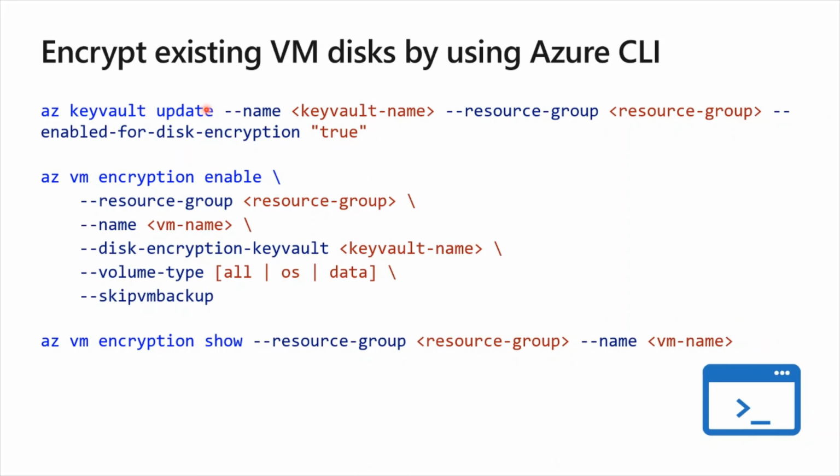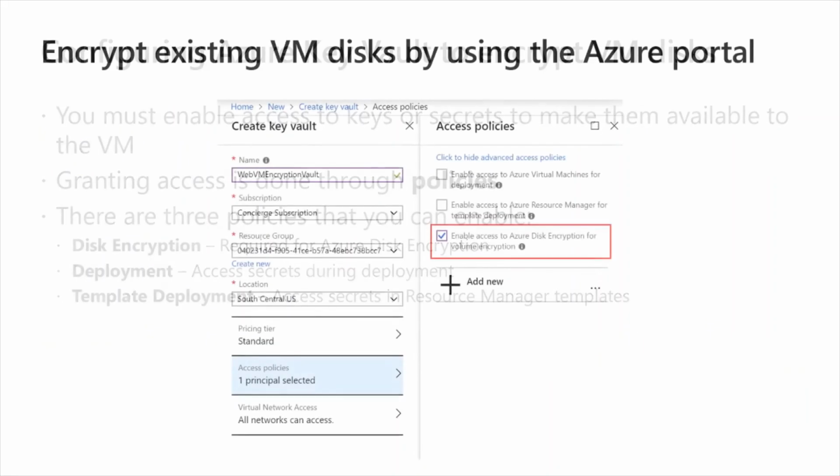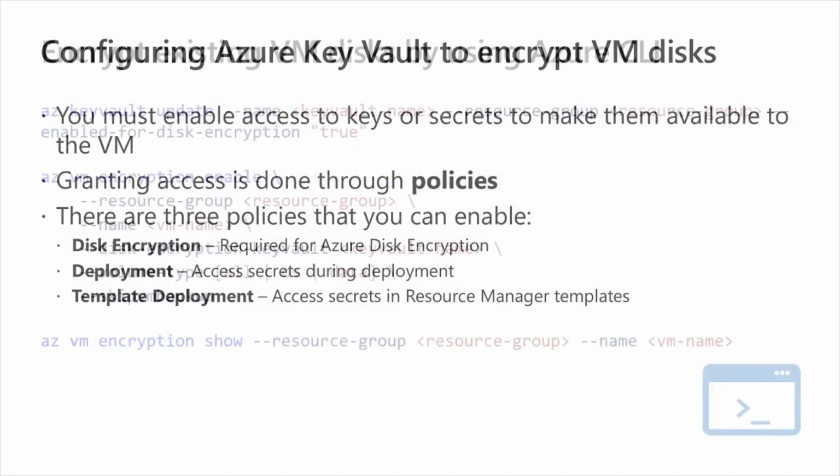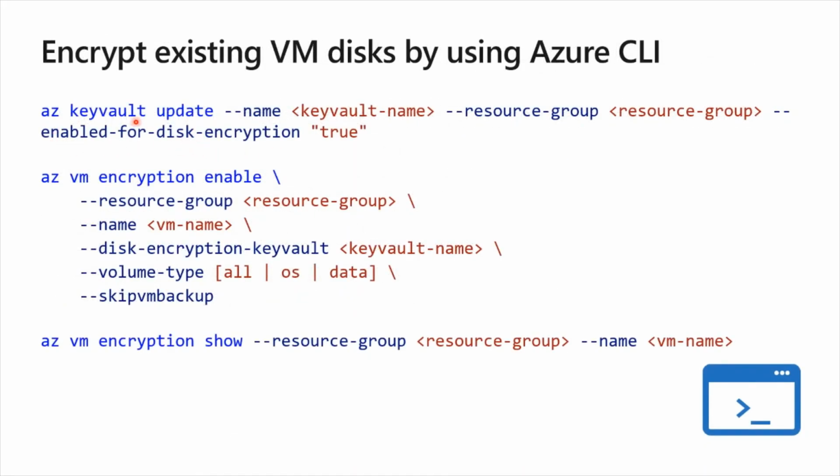Then, how to encrypt an existing VM disk using Azure CLI. You have to update your existing Key Vault. If you don't have any Key Vault, you can create one like this, and once you create it, you need to update it for enabled for disk encryption, and then enable your VM for the encryption. So you say az vm encryption enable, resource group, VM name, disk-encryption-keyvault, and then Key Vault name, and volume type: all, OS, or data. You can specify these things, and then say skip VM backup or not.